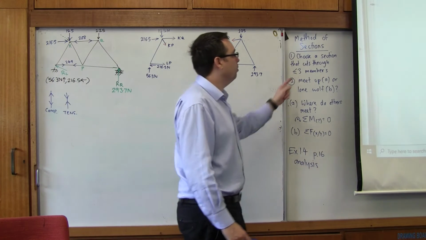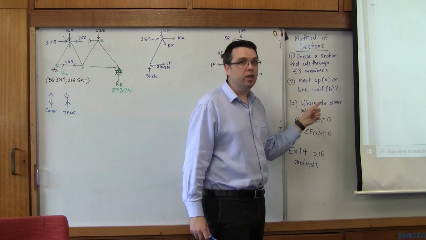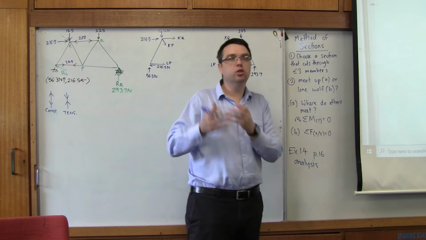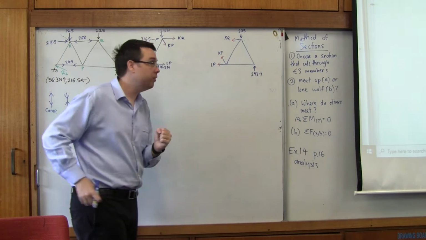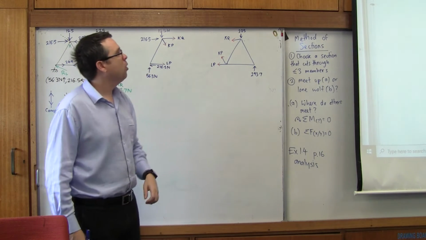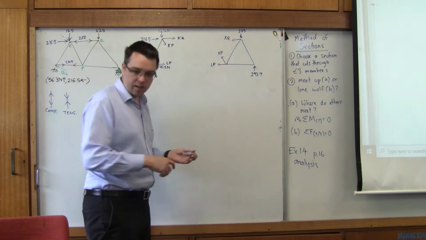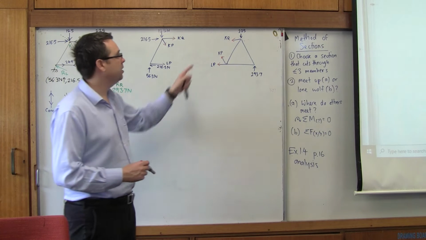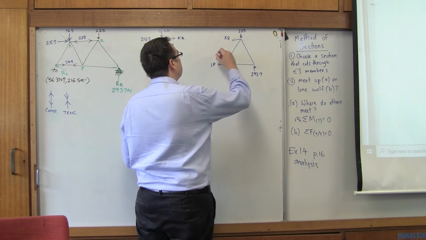Then we have to ask, is it the meetup method or the lone wolf method? Now that will depend. You don't get to choose that. The situation tells you which one you have to use. Now when we look at this cut, we're going to use this side because it's a little bit easier. What we say is, okay, KP is our target. KP is the one we're going for.